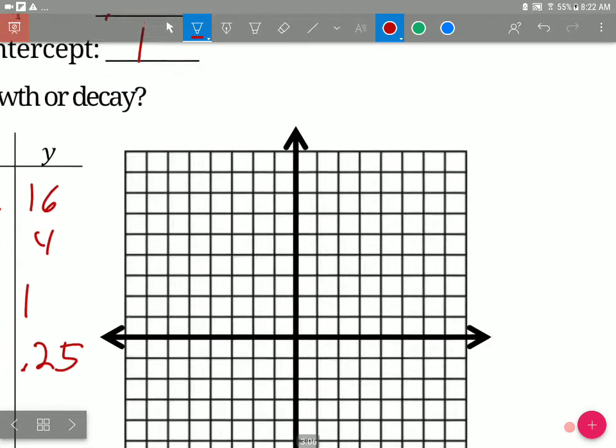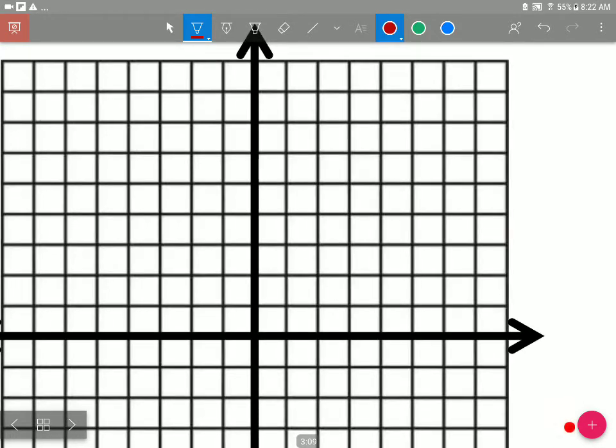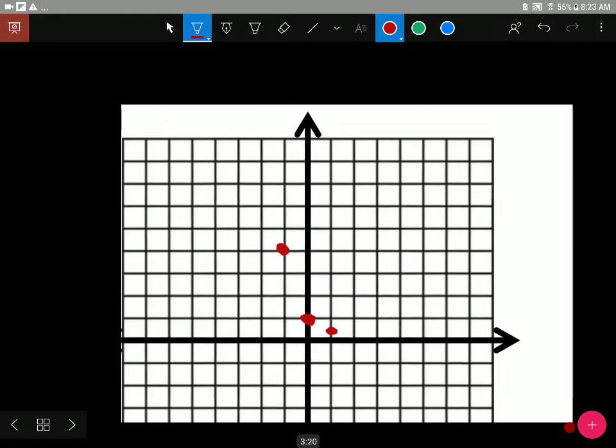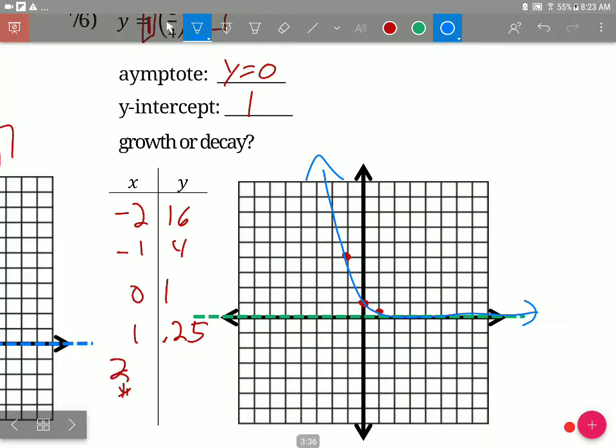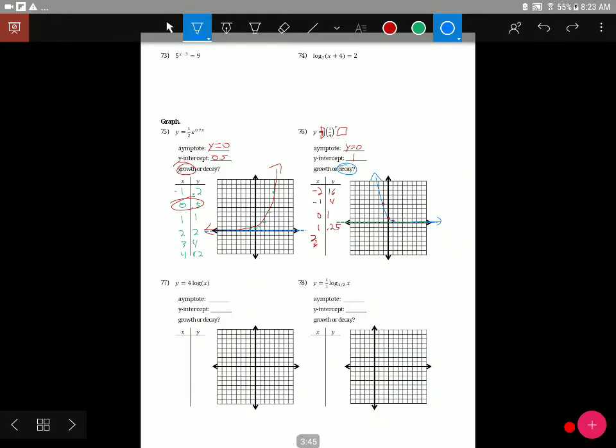Those are your points. So we got -2, 16; -1, 4; 0, 1; 1, 1/4. We still have that asymptote at y equals 0, and we'll go like this. I don't know why it changed colors on me like that. And there's your graph. Oh, and look, this is a decay function because it's going down. That's why.